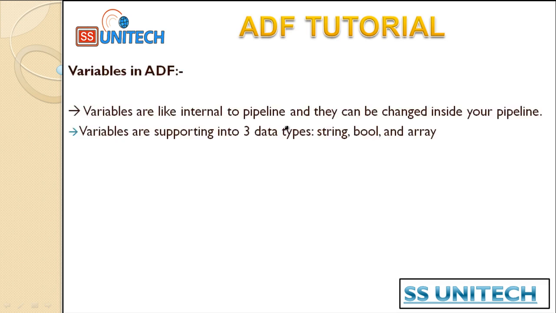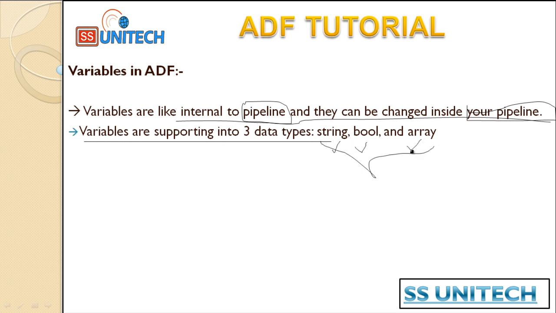So here, what is a variable? Variables are internal to the pipeline, and they can be changed inside your pipeline. So variables can be defined only at the pipeline level, and we can modify the variables only at your pipeline level. We cannot access them outside the pipeline. And variables support three data types: string, boolean, and array.